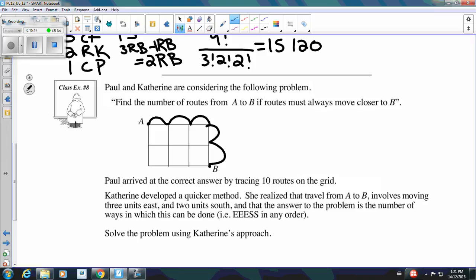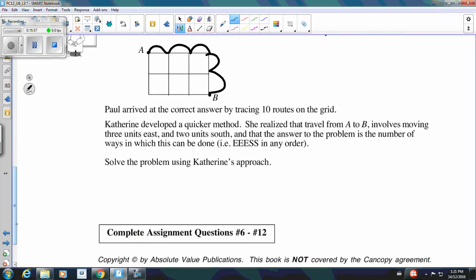So let's say each one is a step. We need to take 3 steps to the east and 2 steps to the south. We can do that in any order. So how could we solve this using permutations? Well, in total, we essentially need to make 5 steps, or rearrange these 5 letters. We have 3 steps to the east, 2 steps to the south, so those are our repeats, which gives us 10 routes.